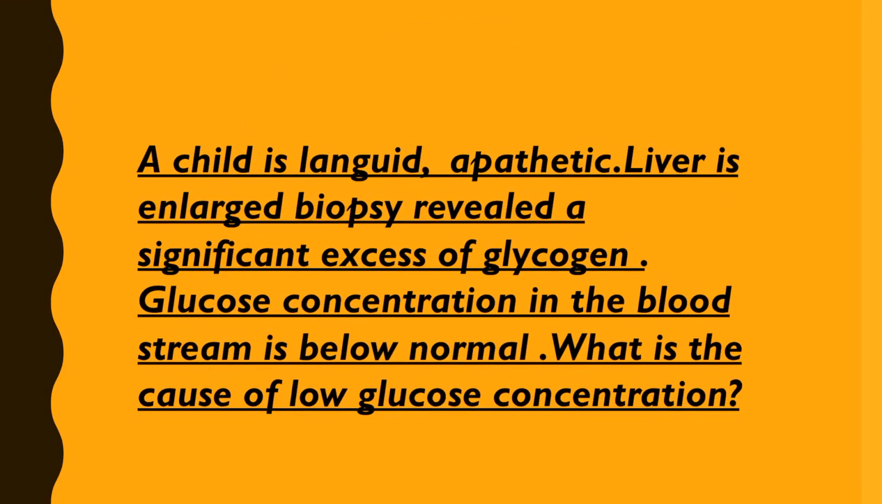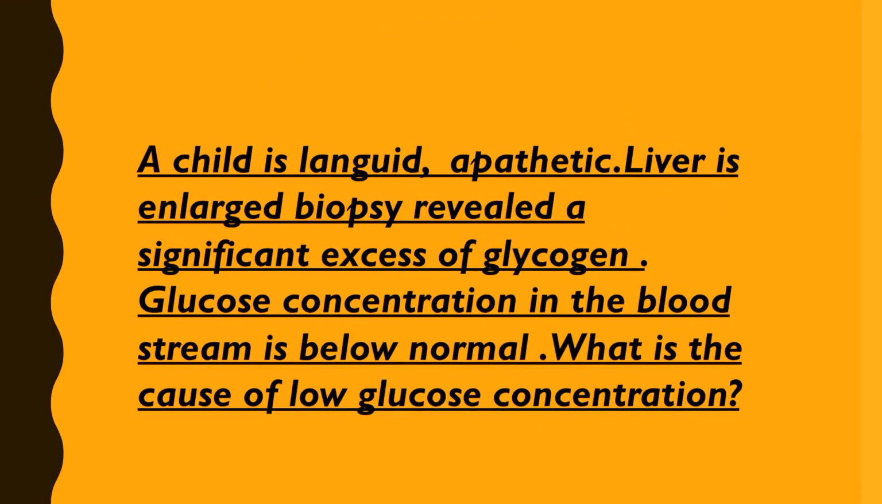A child is languid, apathetic, liver is enlarged, and the biopsy revealed a significant excess of glycogen, and the glucose concentration in the bloodstream is below normal. What is the cause of low glucose concentration? So here we can see the words like glycogen and glucose concentration. In the blood there is a normal glucose level, and this normal glucose level has to be controlled, and for that we have the hormones glucagon and insulin.